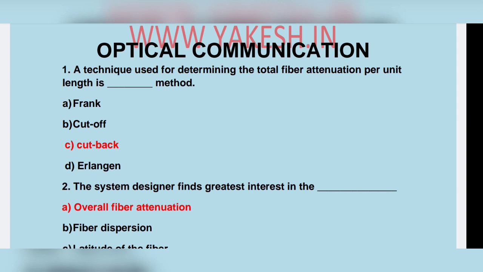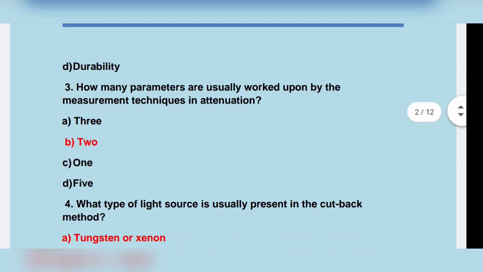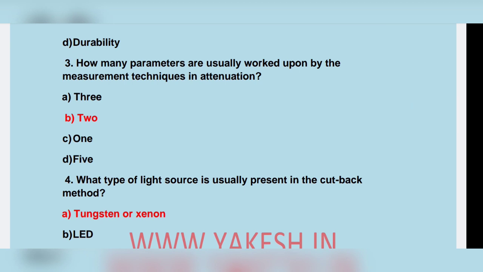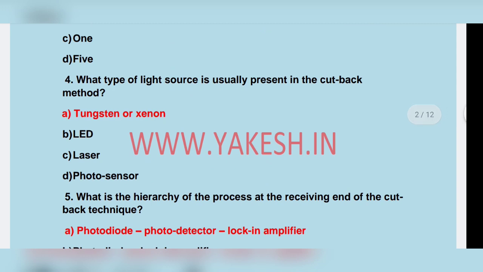Hello everyone, Optical Communication MCQ. A technique used for determining the total fiber attenuation per unit length is the cutback method. Option C. The system designer finds greatest interest in the overall fiber attenuation. Option A. How many parameters are usually worked upon by the measurement technique in attenuation? Option B. What type of light source is usually present in the cutback method? Option A.